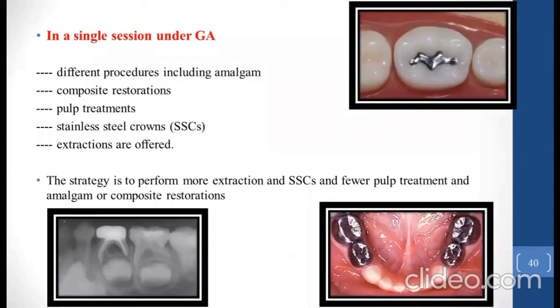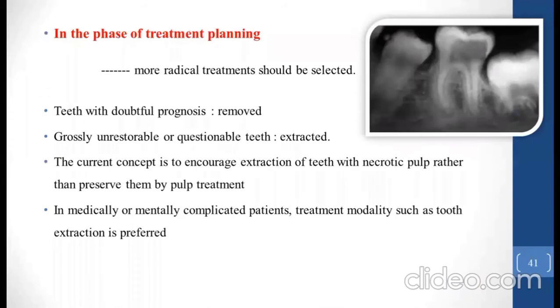A single session under GA should include different procedures, including amalgam, composite restoration, pulp treatment, stainless steel crown, and extraction. The strategy is to perform more extractions and stainless steel crowns and fewer pulp treatments and amalgam or composite restorations. In the phase of treatment planning, the more radical treatment should be selected first. If a tooth has a doubtful prognosis, then it should be removed. If a grossly unrestorable or questionable tooth is there, then it is extracted.